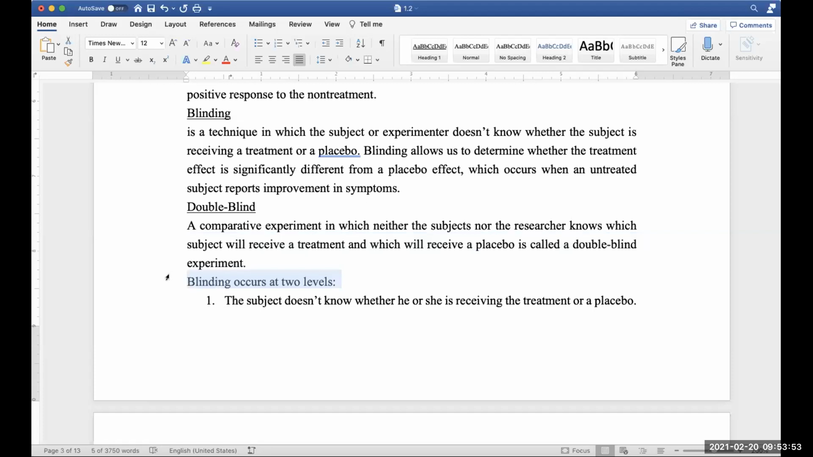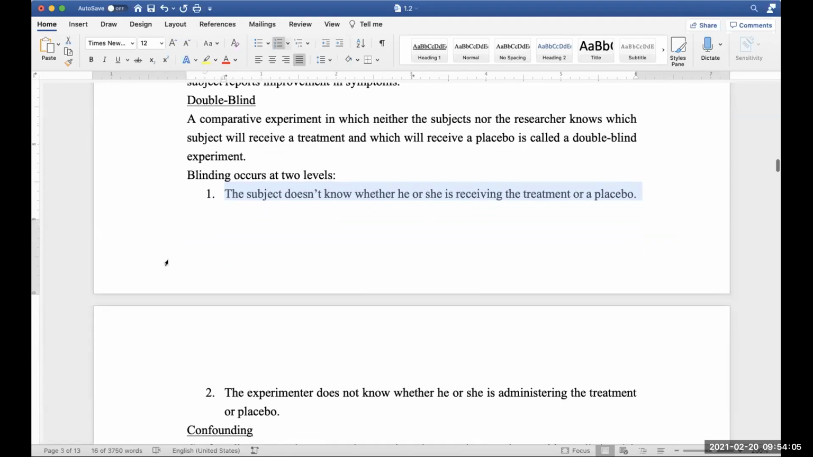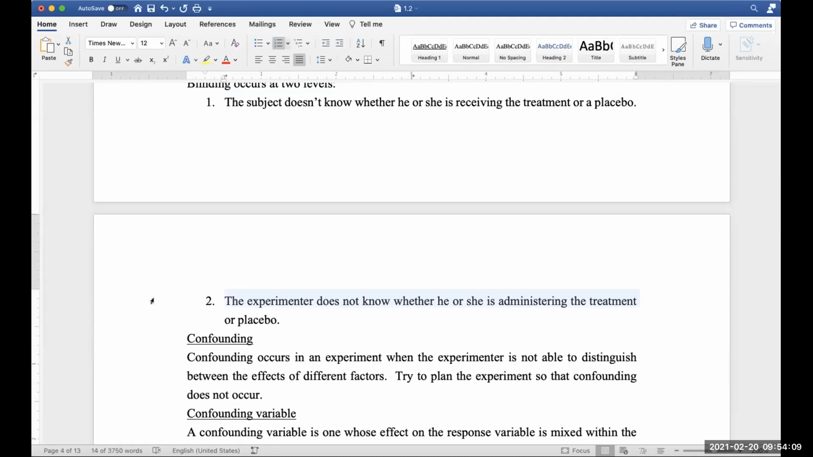So blinding can occur at two levels. One level is with the subject. The subject does not know whether they are receiving the placebo or the treatment. And the second level is at the experimenter level. The experimenter does not know whether he or she is administering the treatment or the placebo. And actually there's another part, where the experimenter observes the effects of the treatment, and they don't know if the effects they are observing are due to the treatment or a subject that does not have the treatment.